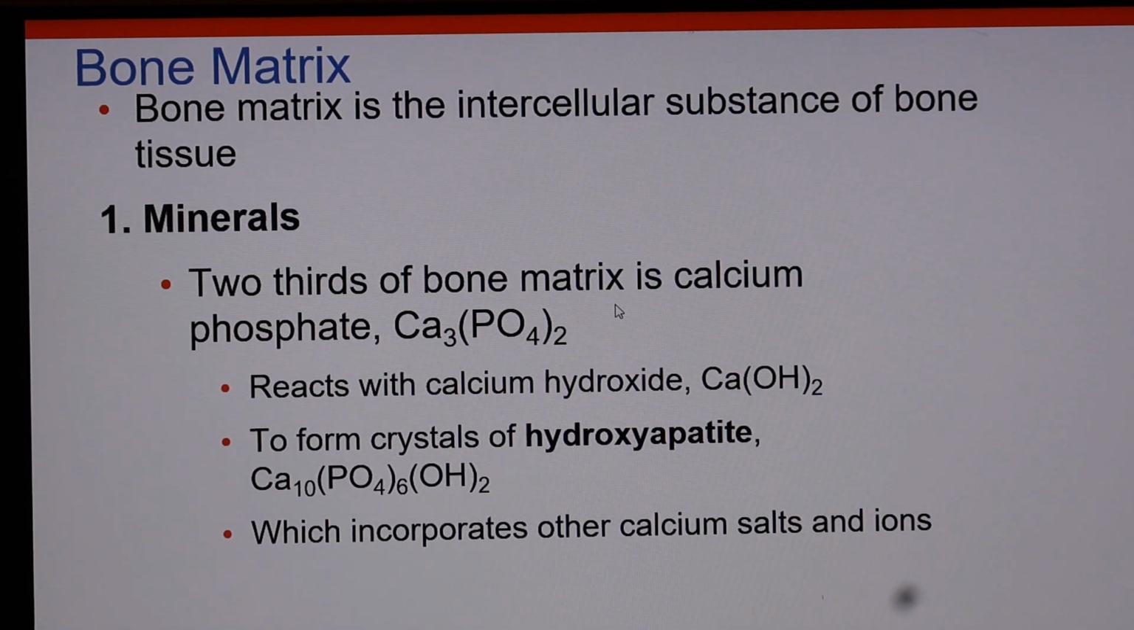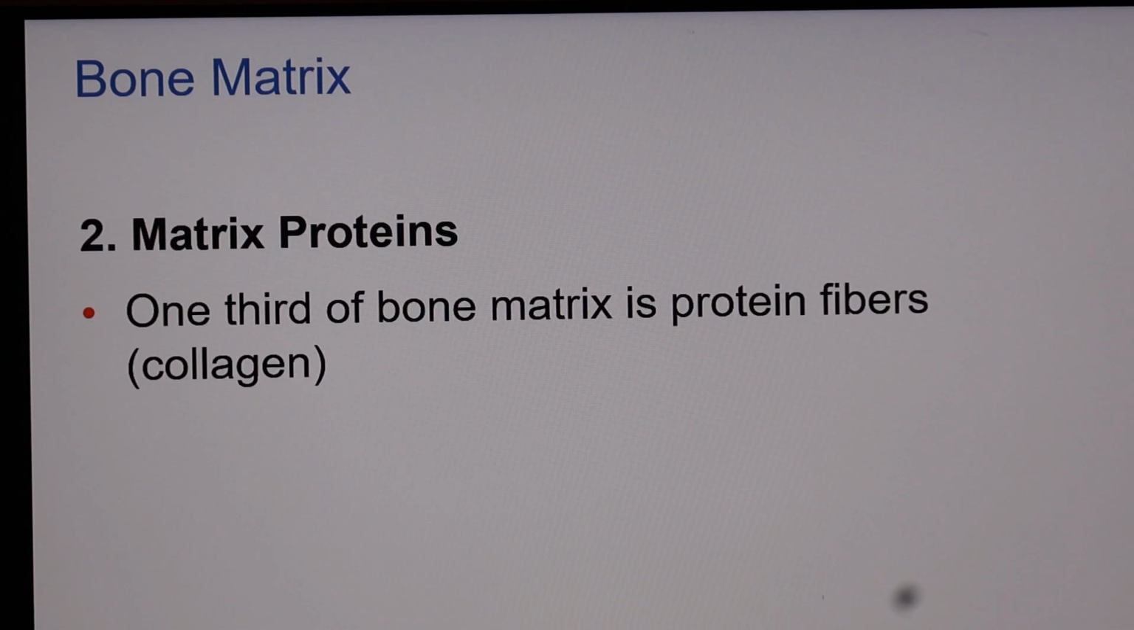Bone matrix. What is bone matrix? This is the intercellular substance of the bone tissue, meaning the internal substances in the bone tissue are called the bone matrix. So, what are the components of the bone matrix? What does it consist of? It consists of minerals. Two-thirds of bone matrix is calcium phosphate, and one-third of the bone matrix is the matrix proteins.